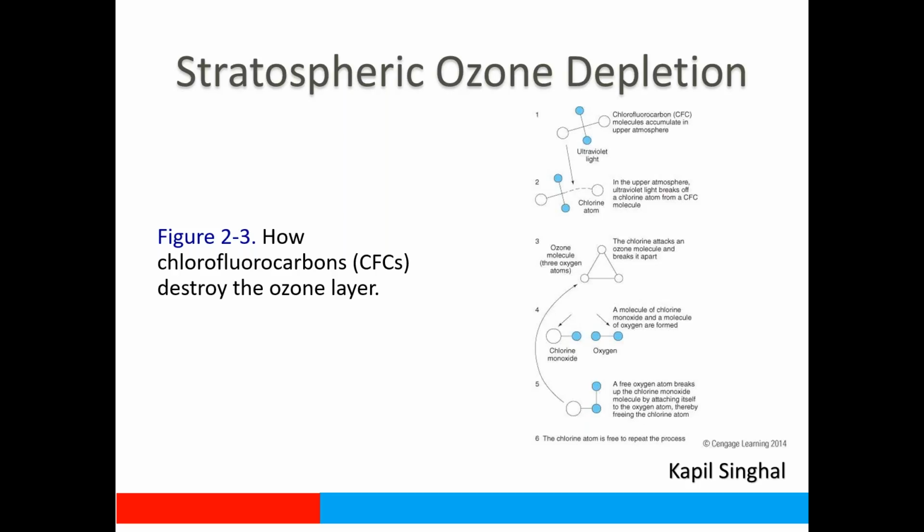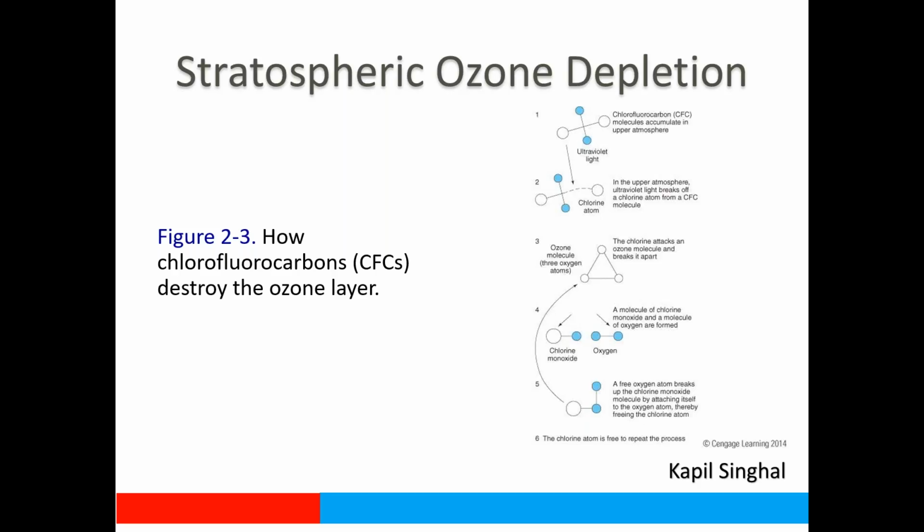Once the chlorine is free, in step 3 it attacks the ozone molecule. Ozone is O3, a molecule of 3 atoms of oxygen. In step 4 you can see it breaks the ozone into oxygen O2 and chlorine monoxide. When it makes chlorine monoxide, you will see in step 5, the bottommost step, this chlorine monoxide will again react with another free oxygen atom and free up the chlorine. Once this free chlorine is freed up, as you see written in step 6, this goes back to step 2. So this becomes a chain reaction.